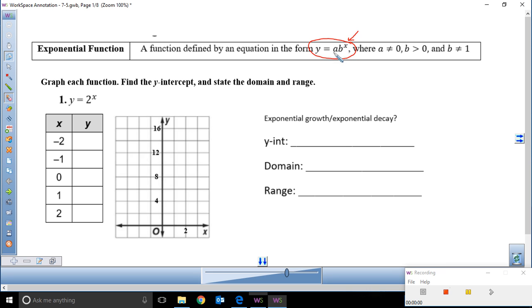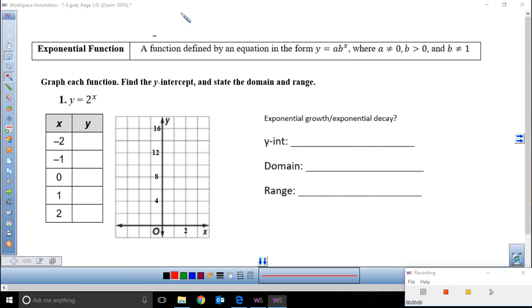Now, the important things about an exponential function are that our a value right here cannot equal 0, because if we multiply anything by 0, we're just going to get 0 back, so that won't work. b has to be greater than 0, which means that it has to be a positive number, and it cannot equal 1, because if we take 1 to any exponent here, we're just going to get 1, so again, that's not going to work for exponential growth or decay.